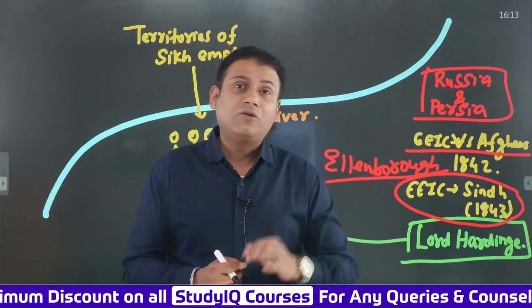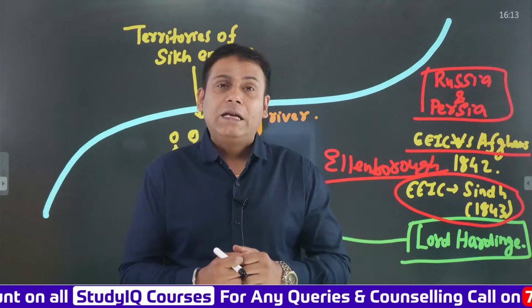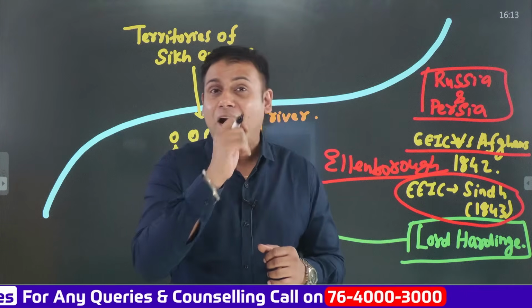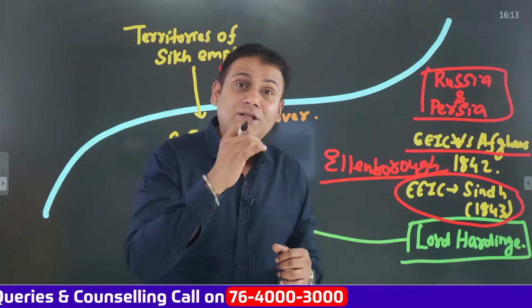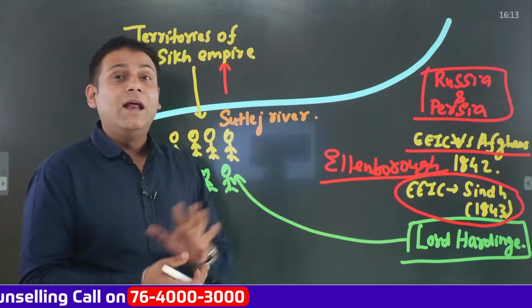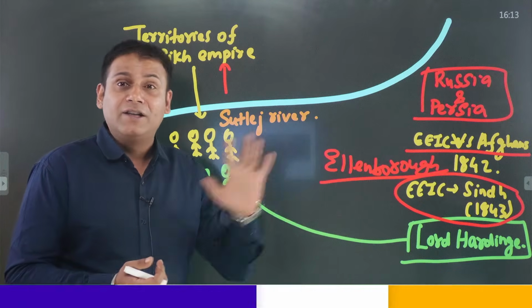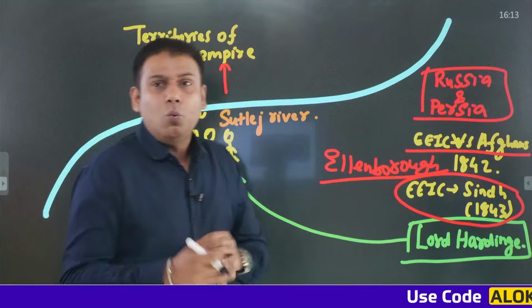3,000 soldiers of the English East India Company defeated 12,000 Baluchis in the Battle of Dobol and the Battle of Miani. And Sindh was annexed during the tenure of Lord Ellenborough. In fact, it was heavily criticized. Okay. So what happened further?